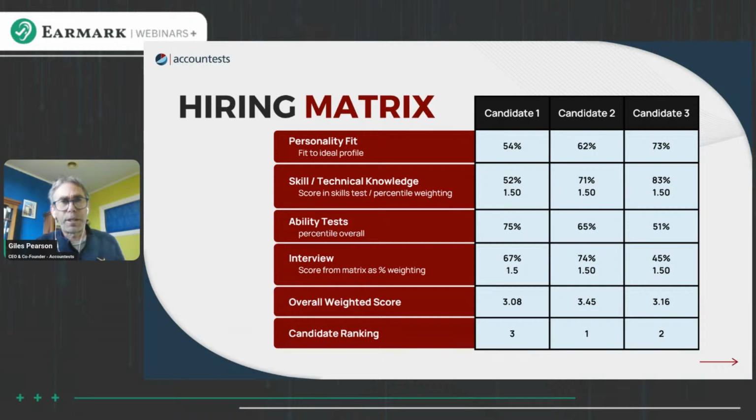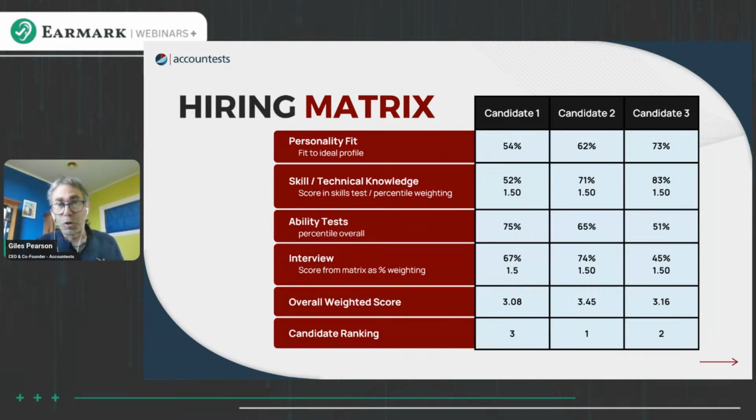And so I'm putting this together in a hiring matrix, and some of the HR people might look at this and go, not sure about this, but my accountant brain tells me this is a great way to think about a decision-making profile. So I get a personality fit. I do a comparison of my candidate's profile to an ideal profile. So I get that fit. I've got a technical score result, and I think that's important, so I weight that at 1.5. I've got an ability test score result. You might not have all of these things, but you work with what you've got.